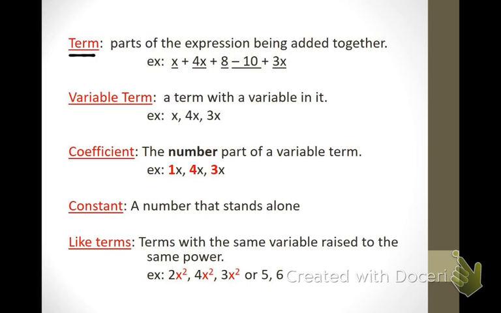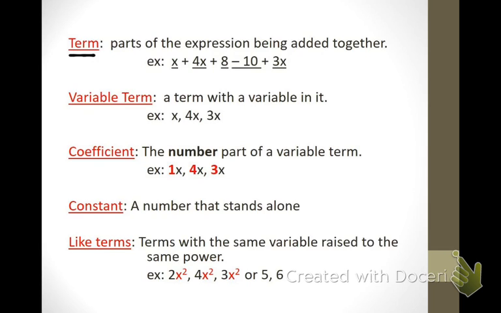What is the coefficient of 4x? 4. Only the number part. Don't tell me the x. Great job. What's the coefficient of 3x? 3. Tati, what is the coefficient of 30y? 30, because it's the number part. Jakari, what is the coefficient of 20m? 20, because it's whatever the number part is. So that's a coefficient.